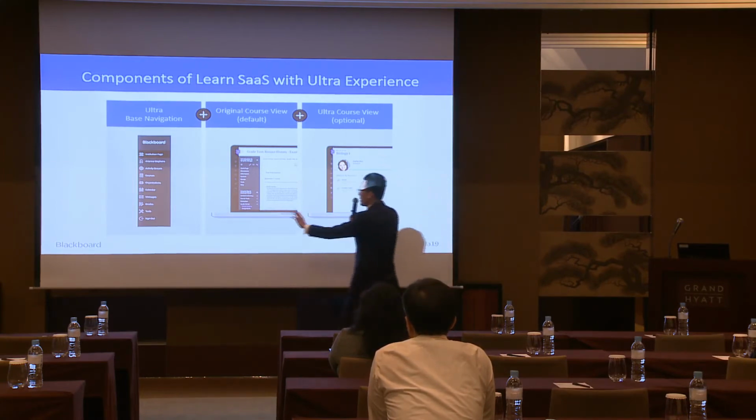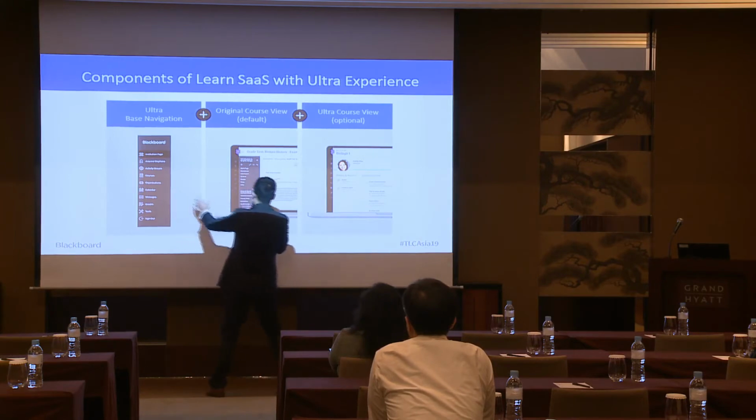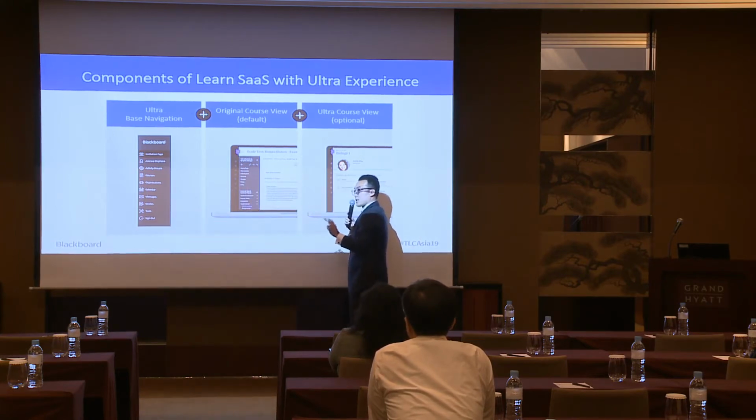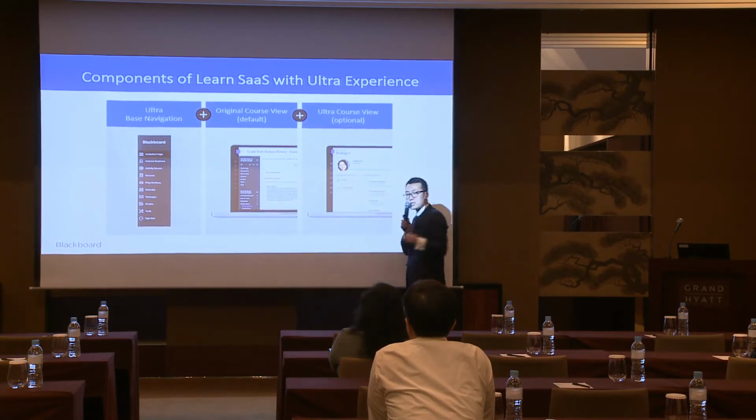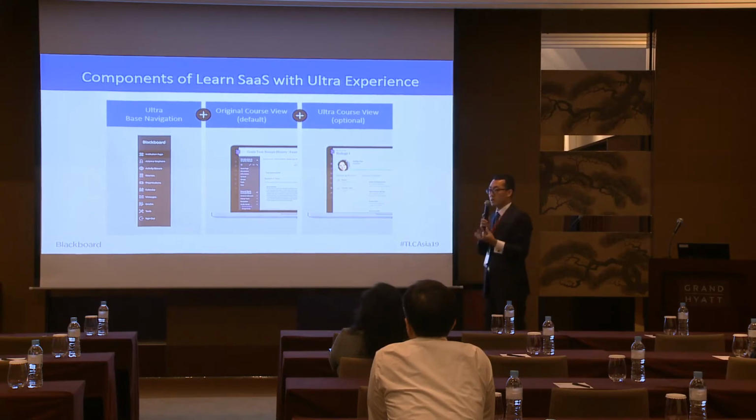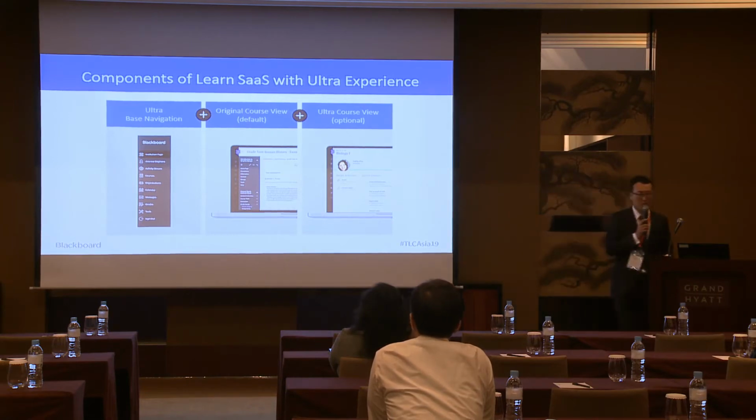So on the left side, that's an Ultra navigation, and then you have 2 course experiences you can choose as options. First one is original, second one is Ultra courses, right? So this is Blackboard Learn Ultra experiences. Ultra navigation, 2 course experiences, original and Ultra you can choose. We will mention more details later on.